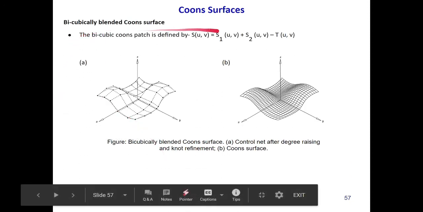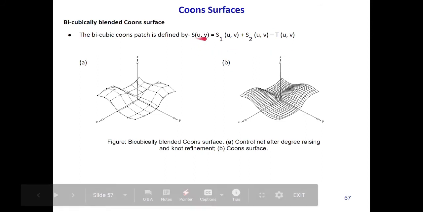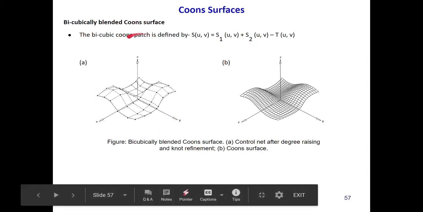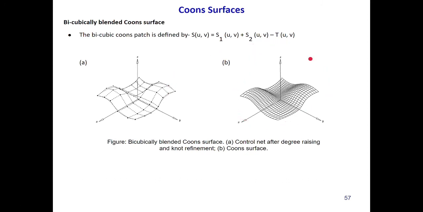Right here at the topmost part of the slide, we can see S(u,v) is the resulting bicubically blended Coons patch, which can be calculated by adding these two and subtracting the tensor product surface. And these are the control points for our Coons surface, and this is the resulting Coons surface from those control points.